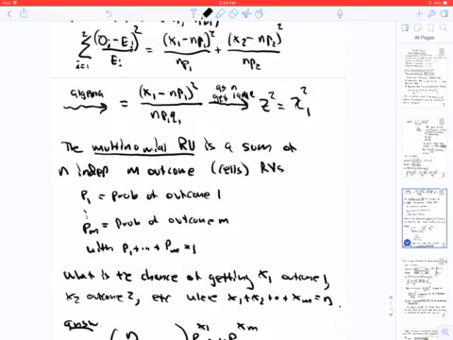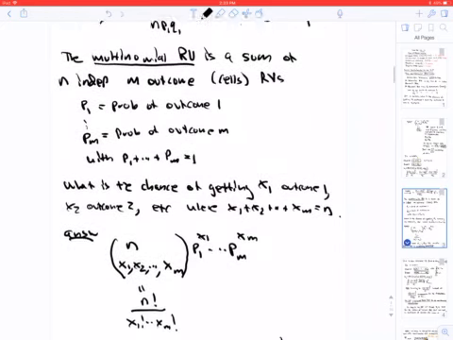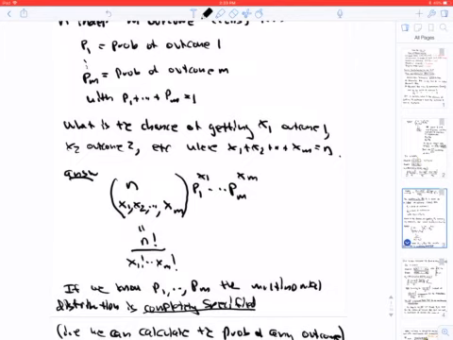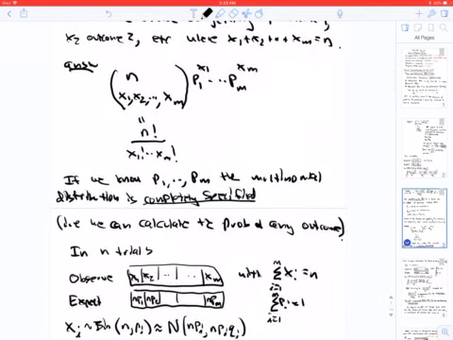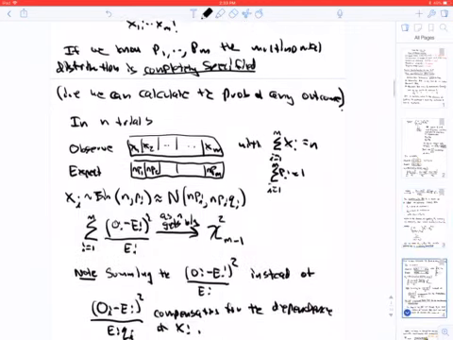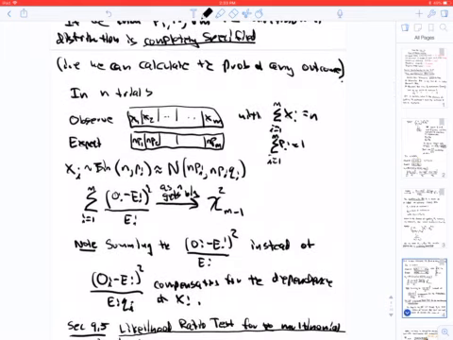Now the multinomial random variable is a sum of n independent m outcome cells. So instead of 2, we have now m outcomes, probabilities P1 to Pm, and the probability of having exactly x1 outcome 1s, x2 outcome 2s, and so on is given by the multinomial formula, which is just a generalization of the binomial formula. And if we know P1 to Pm, the multinomial distribution is completely specified, which means that you can calculate the probability of any outcome. Now, again, we can think of this as we're observing x1 to xm.